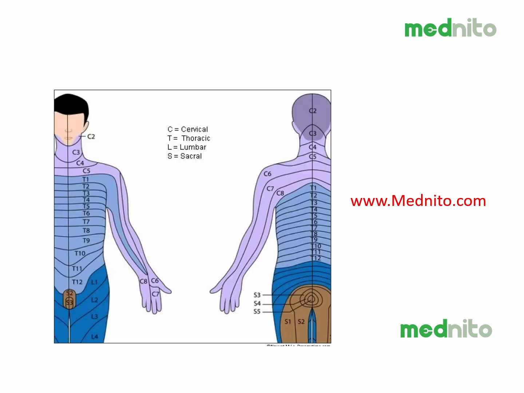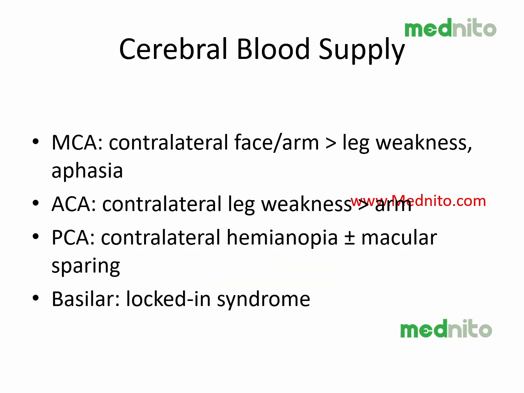and S4. This is a picture of dermatomes where you will find that C2, C3, C4 is usually supplied to the neck, and C5, C6, C7, C8 is to the upper limbs. T4 is at the nipple level, T10 is at the umbilicus level.